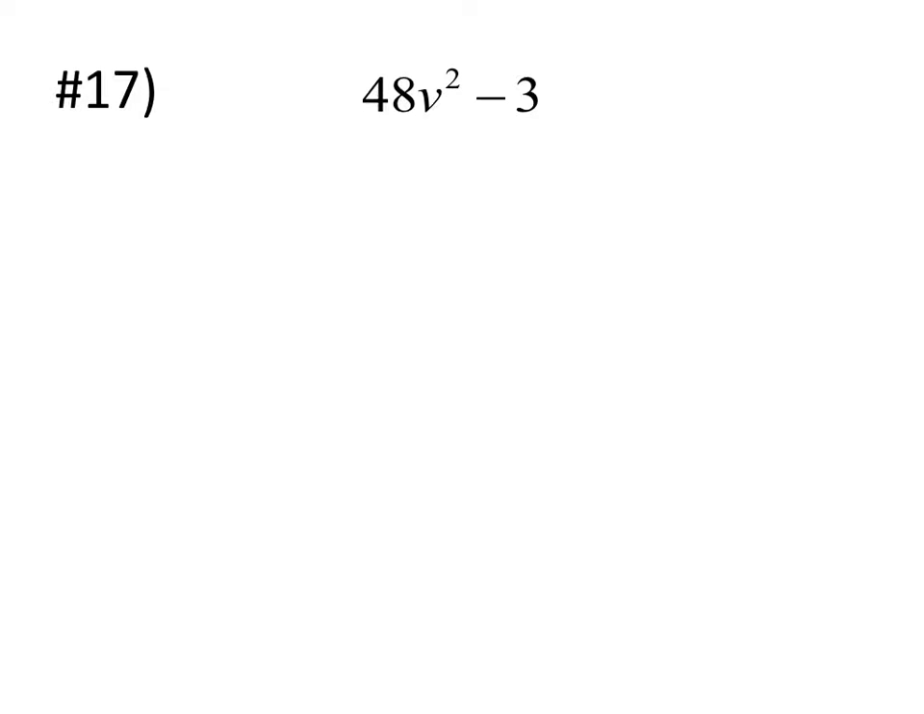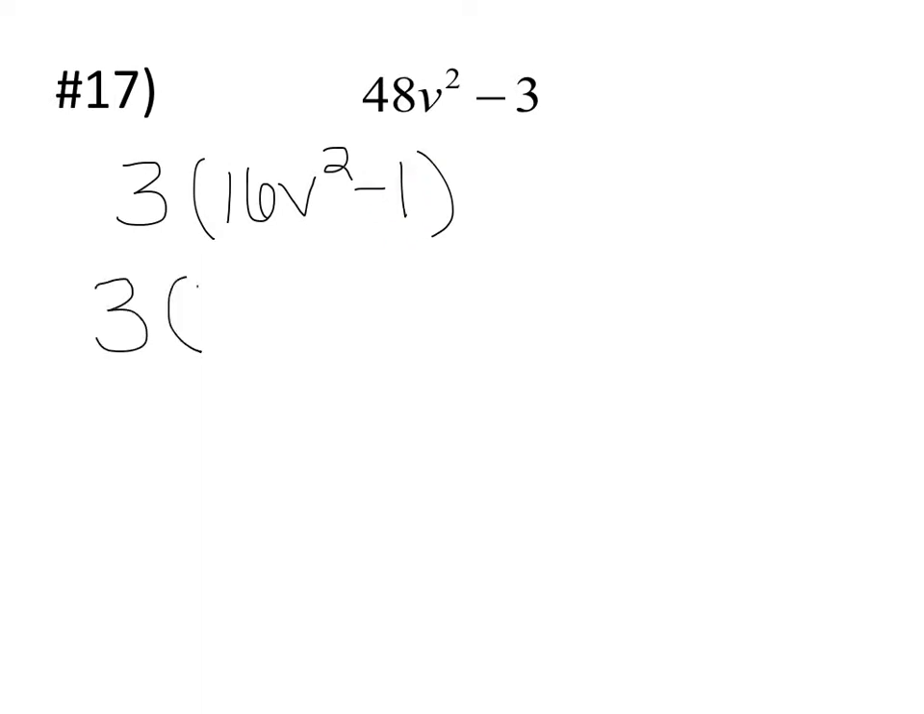All right, the first thing we're going to do here is factor out a 3, which is going to leave me 16v squared minus 1. And then that's actually difference of squares because you have a perfect square here and a perfect square here. So we'll do 3, and it will be 4v plus 1 times 4v minus 1. Remember, you take the square root of this. Square root of 16 is 4, square root of v squared is v, and the square root of 1 is 1. And you do plus and minus. So that's your final answer.